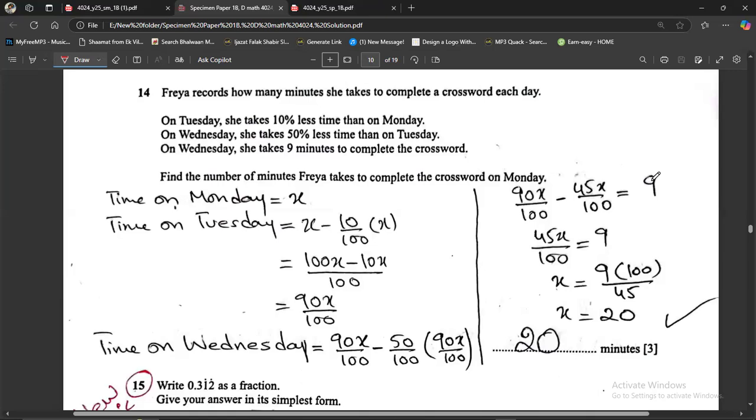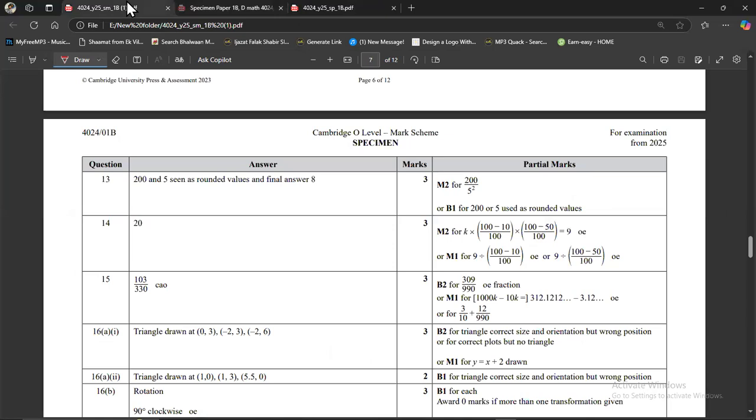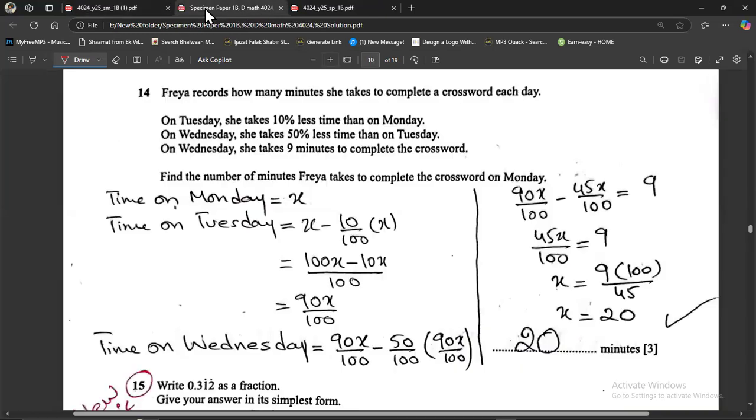Because the denominator is the same, I can do it directly. So 45x by 100 is equal to 9. So x will be equal to 9 multiplied by 100 divided by 45. So x will be equal to 20. That means on the Monday, the time taken is 20 minutes. You can see question number 14. The 20 is the right answer, sir. This is how it is done.